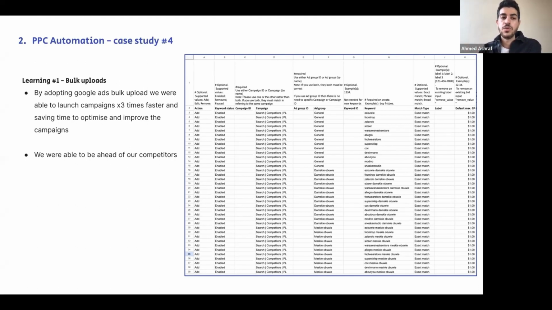We were able to be ahead of our competitors because we identified, okay, this industry takes a lot of effort to set up things manually. So if we identify how to automate this process, we would be able to test more than our competitors, which will make us end up getting a good result.